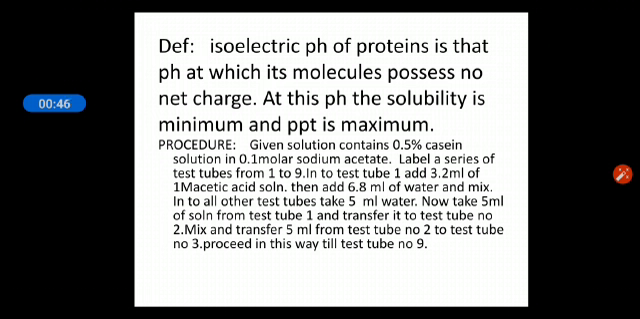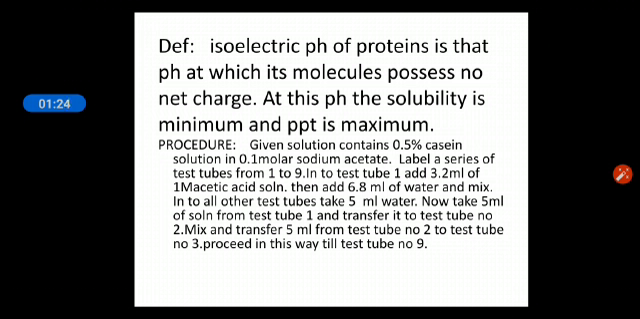Now, what is the isoelectric pH of protein? It is the pH at which the molecule of a protein or amino acid possesses no net charge. So at this pH the solubility is minimum and the precipitation of that amino acid or protein will be maximum. So the precipitates will be formed and that protein will be excluded and identified separately from the solution.